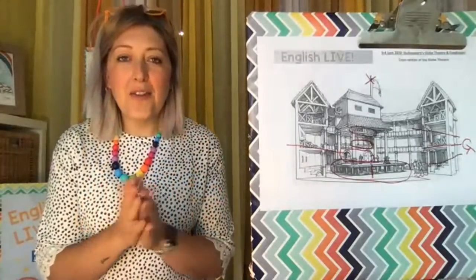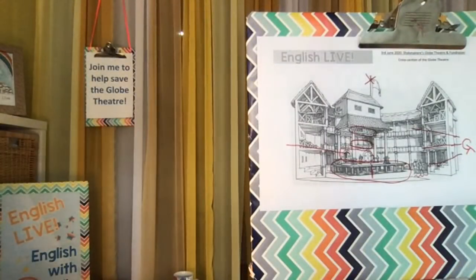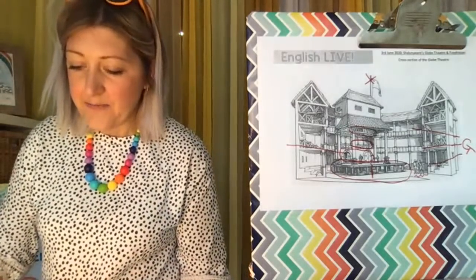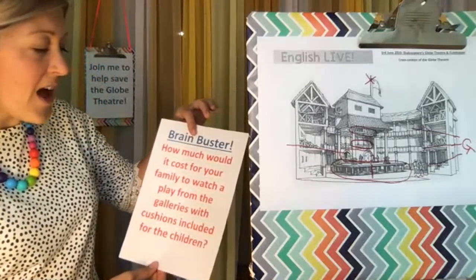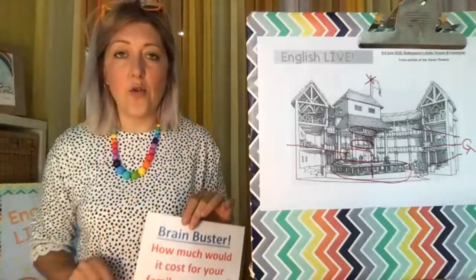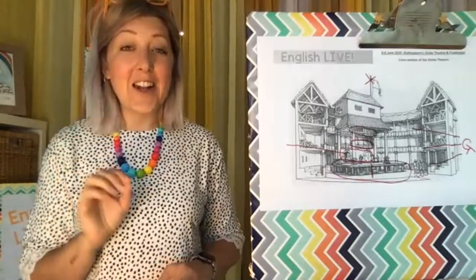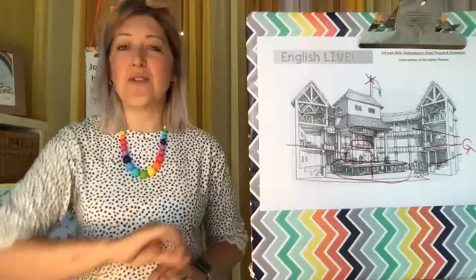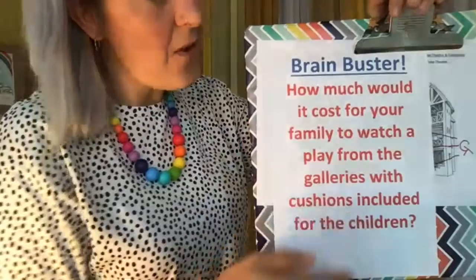Okay, now I'm just going to have a break from me talking at you, and I'm going to give you a very quick task to see how well you were listening. All my sheets are jumbled up today. Here we go. So we've got a brain buster. How much would it cost for your family to watch a play from the galleries with cushions included just for the children? Okay, so can you remember how much a ticket to sit in the galleries would cost, how much extra it would be for cushions, and how much would it cost for your whole family to sit in the galleries with only cushions for the children? I'm going to give you a minute or so to do this.